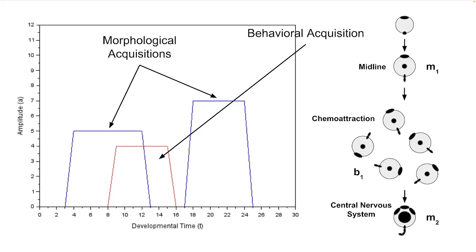And we can see here that we have this developmental process on the right where we start with a midline in an undifferentiated agent. We then get the evolution of chemoattraction, or the development of chemoattraction, and then that's acquired. And then we have a central nervous system that's acquired at the end. So we have our morphological acquisition, our behavioral acquisition, and a second morphological acquisition that gives us the full agent.